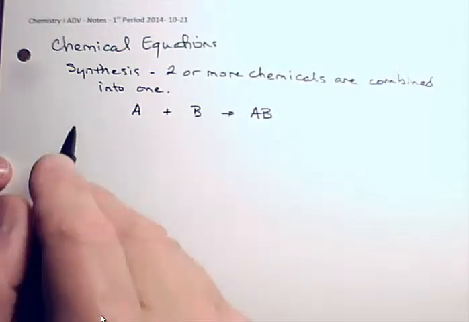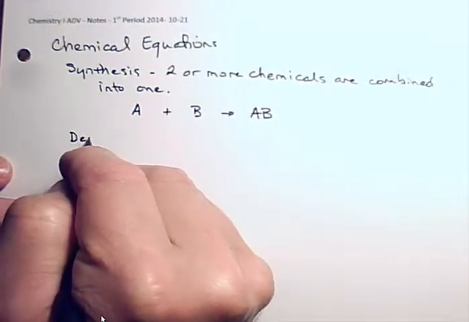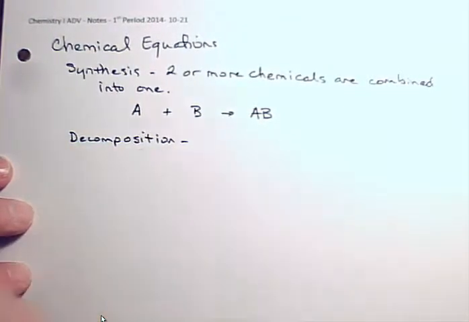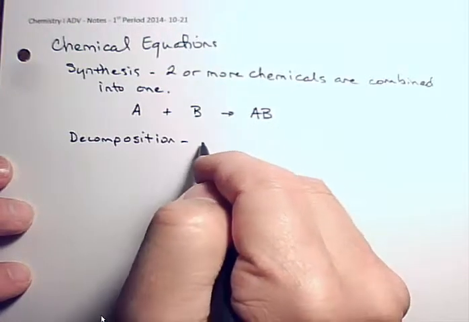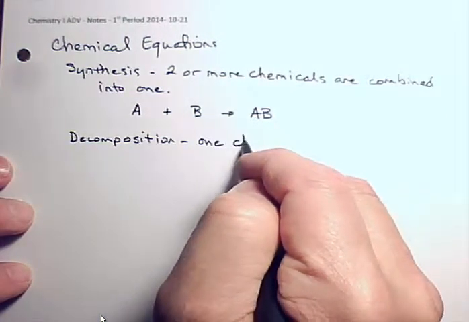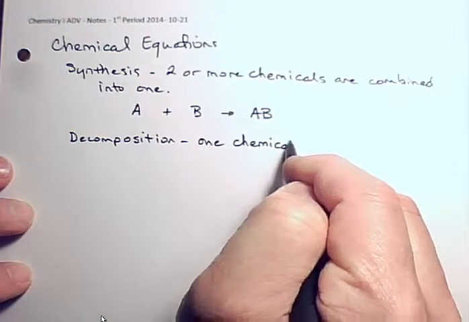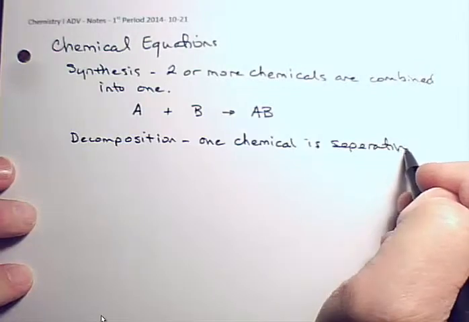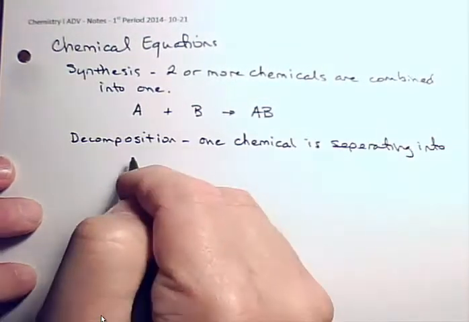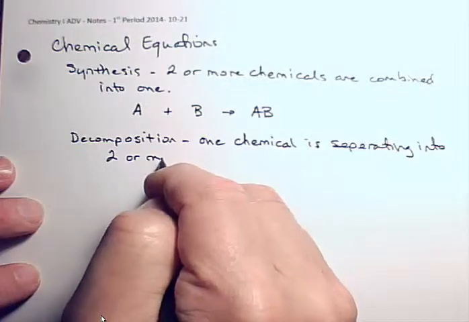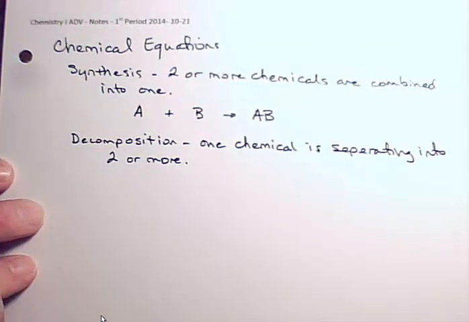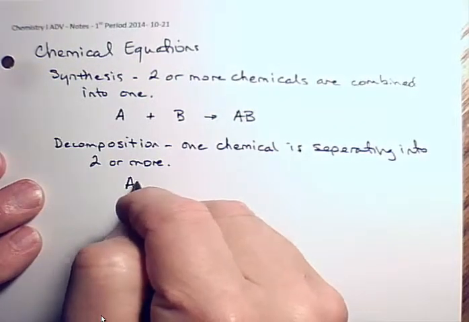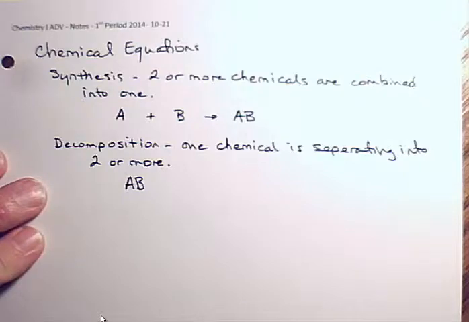Then the opposite of synthesis is called decomposition. And in decomposition, 1 chemical is separating into 2 or more. And so the super simplified way of illustrating that is you've got a chemical that's made of A and B, which I'm not showing as being balanced.